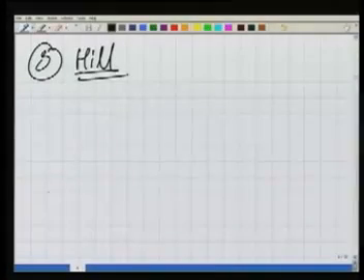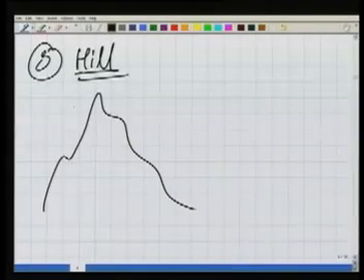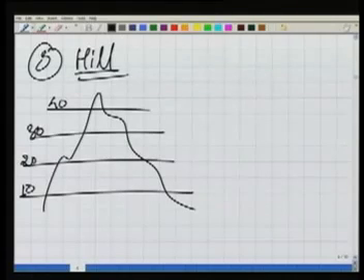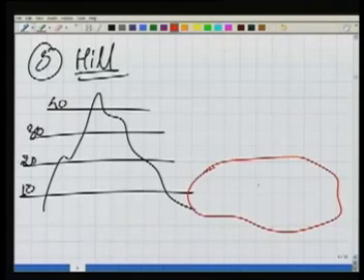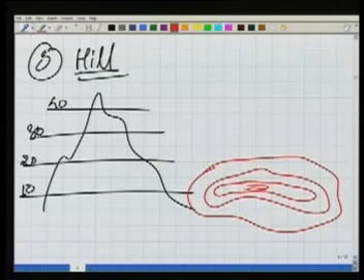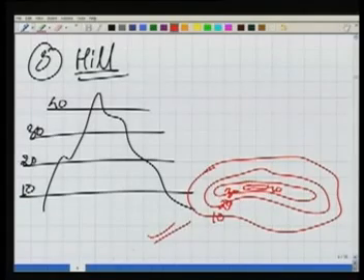Now let us see some shapes, how the contours look like for a hill. We know it, we have seen it already, because if we intersect a hill by different elevations, 20 and 40 meter, then the contour map will look maybe like this, where it's 10 meter, 20 meter, 30 meter, and finally 40 meter. So this is for hill. The second one, for a valley or a depression.